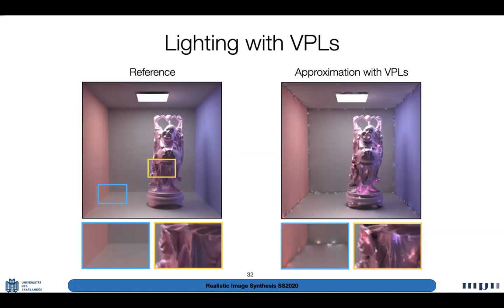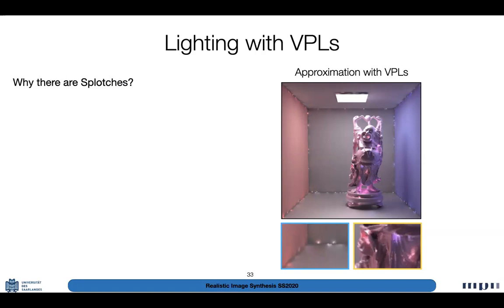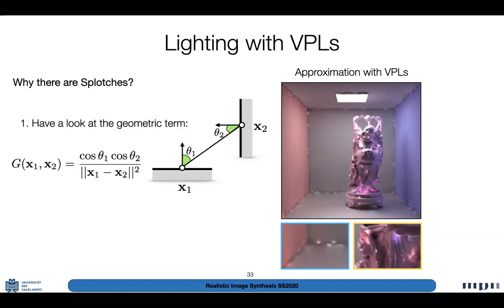You can make a wrong guess, that's not an issue. All right, let me help you here. As we saw, there is a geometric term involved in that, right? So the splotches are there, especially where the surfaces are so close, because the geometric term by definition has the inverse distance square term in it.